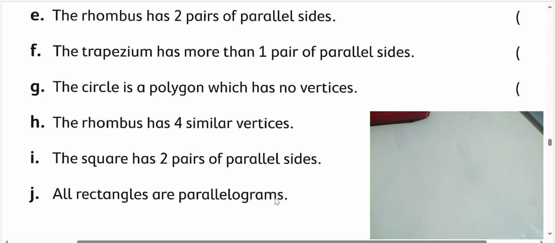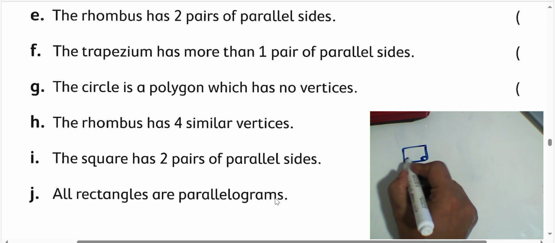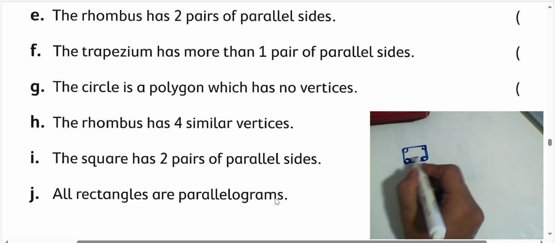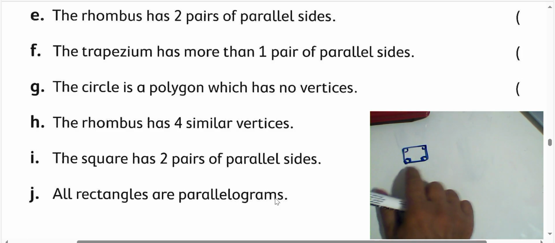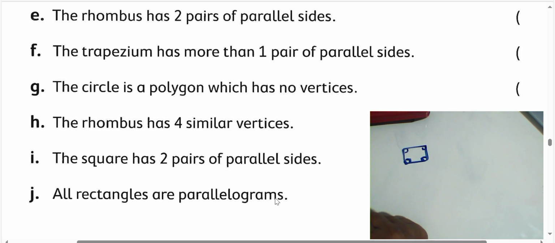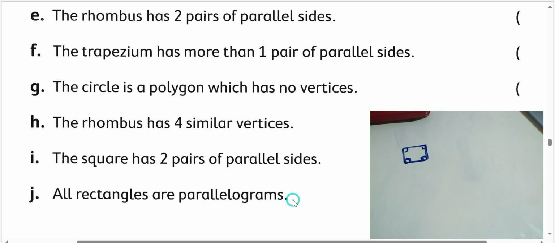Or rectangle or parallelogram, because rectangle is a parallelogram which has four angles equal in measure. The rectangle is a parallelogram which has right angles. Okay, this is true. Letter G true.